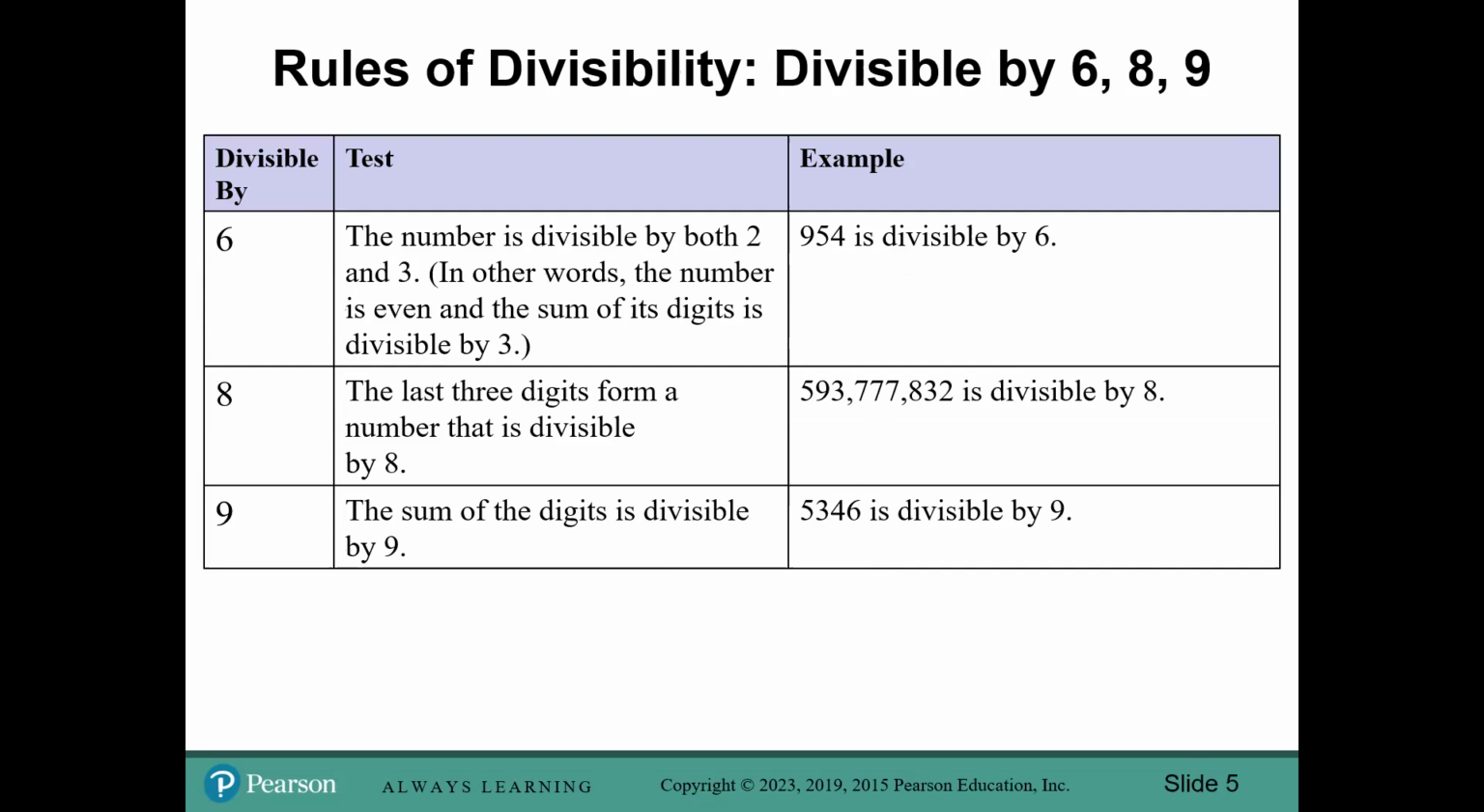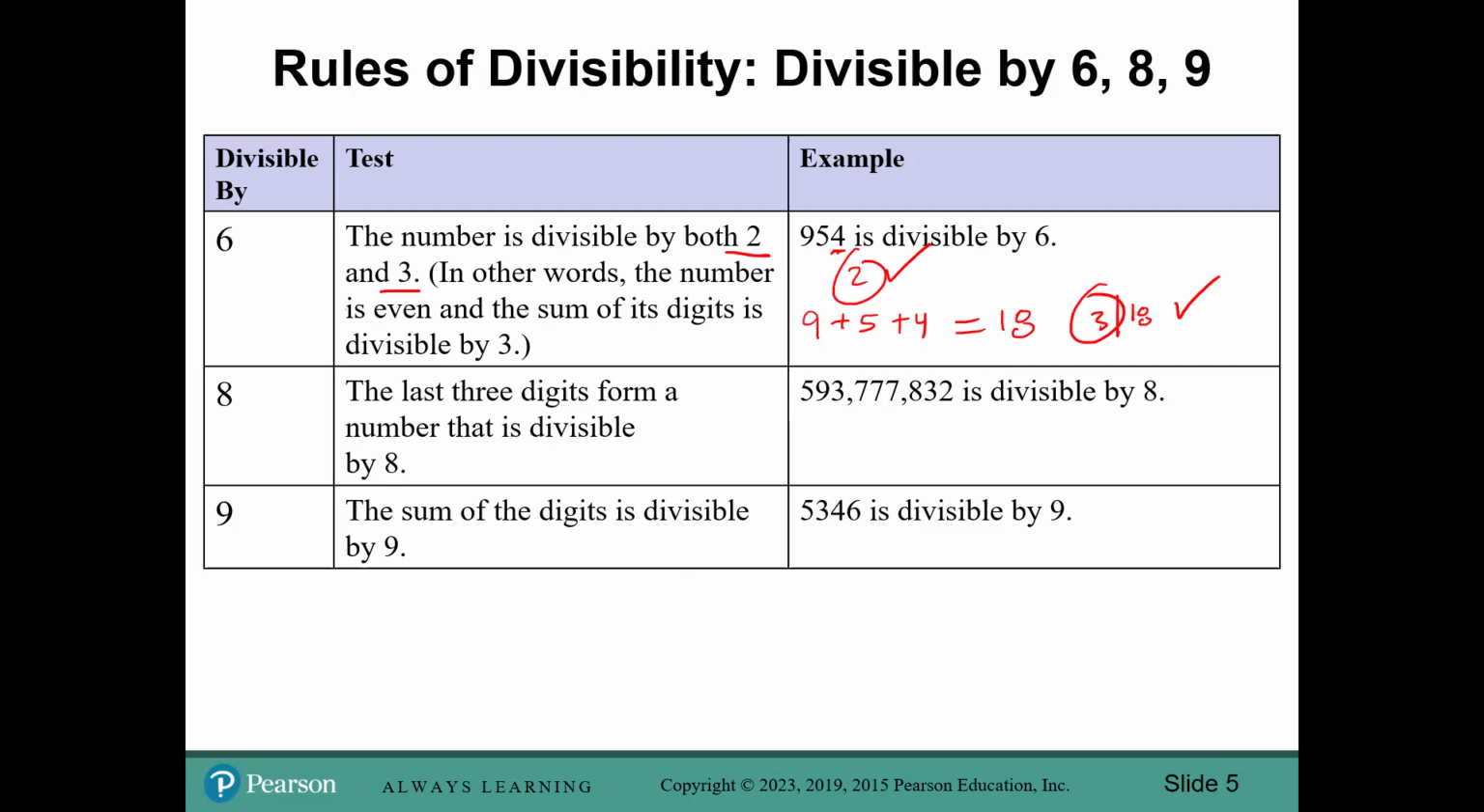Some other ones like 6, not as easy. If something is divisible by 6, that number is divisible by both 2 and by 3. Right? So 954, that's even, so I know it's divisible by 2. Got it. It's divisible by 3 because 9 plus 5 plus 4 is 18, which is divisible by 3. 3 divides 18. So it's divisible by both 2 and by 3, and therefore it is divisible by 6.